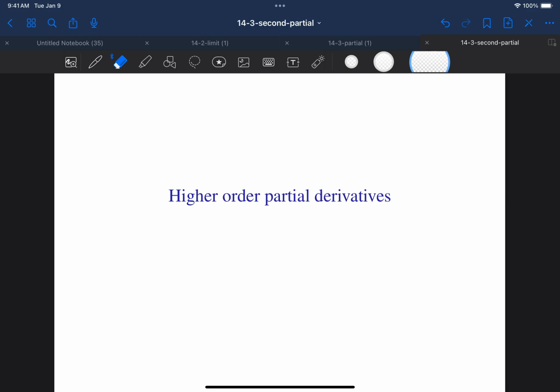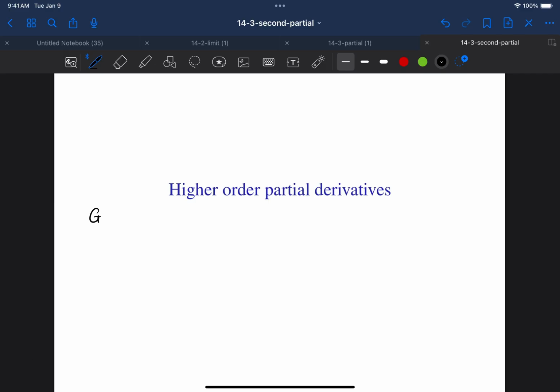Hello everybody. In this section, we're going to talk about higher order partial derivatives. In the last section, we introduced partial derivatives. So we recall, given a function of two variables, then we can talk about partial derivatives with respect to x. We can talk about partial derivatives with respect to y. And both are called first order partial derivatives.